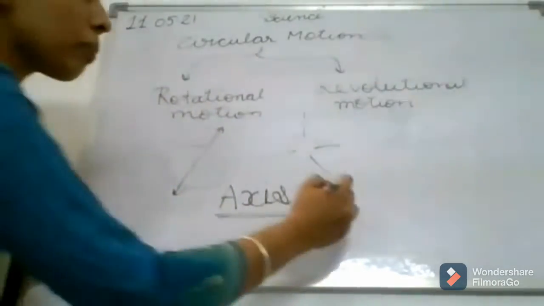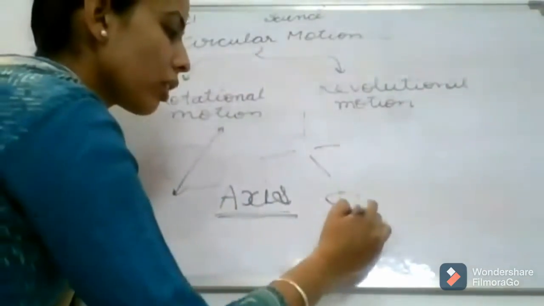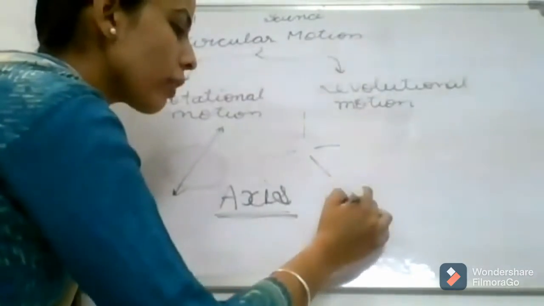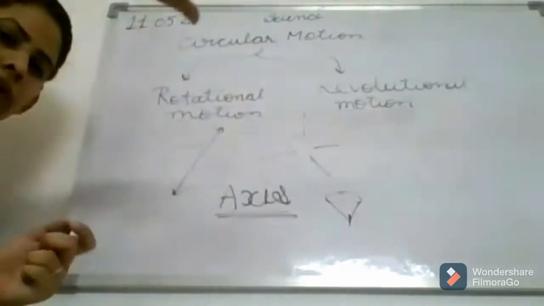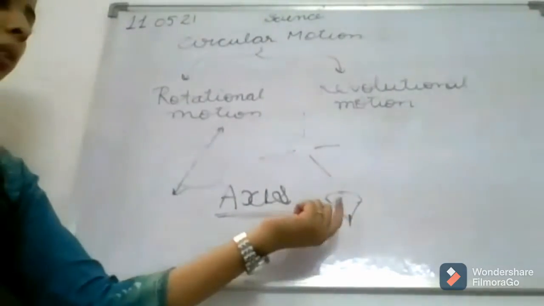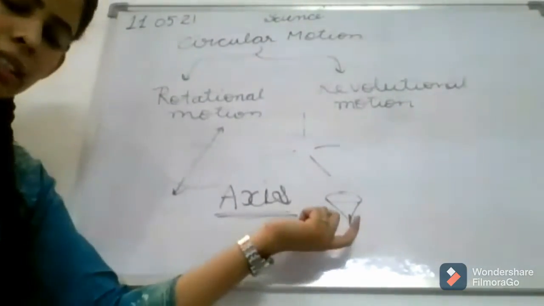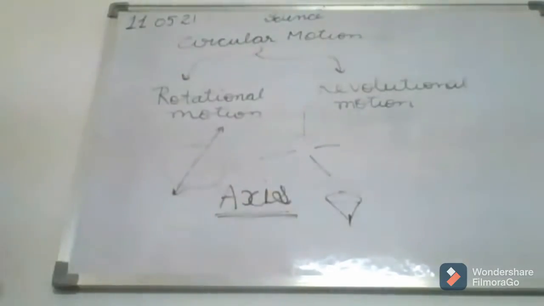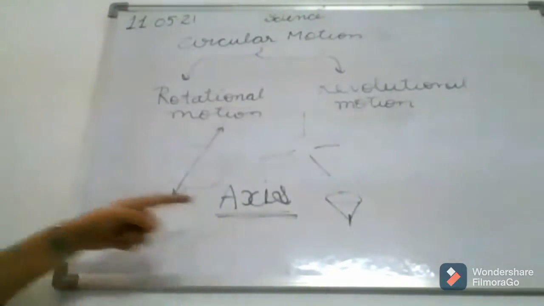A spinning top is also moving on some axis. When we rotate it, it will rotate at a particular axis. A spinning top is also an example of rotational motion.